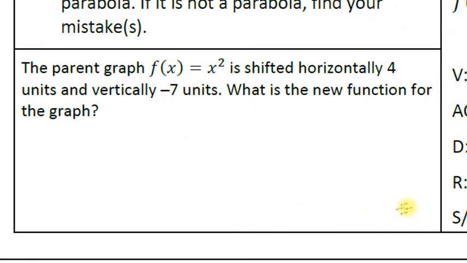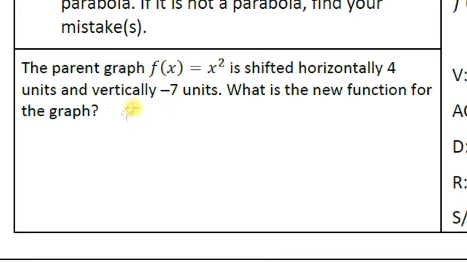Last part of this video, another kind of question you might run into. The parent graph f of x equals x squared is shifted horizontally 4 units and vertically -7 units. What is the new function for the graph? Well, here's the thing. H and k are what tell you where the vertex is going to be. Okay? Now, if you look at this graph right here, h is 0 and k is 0.